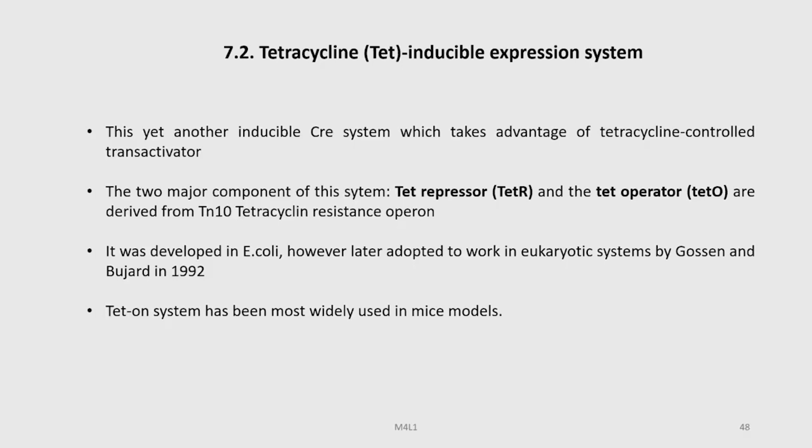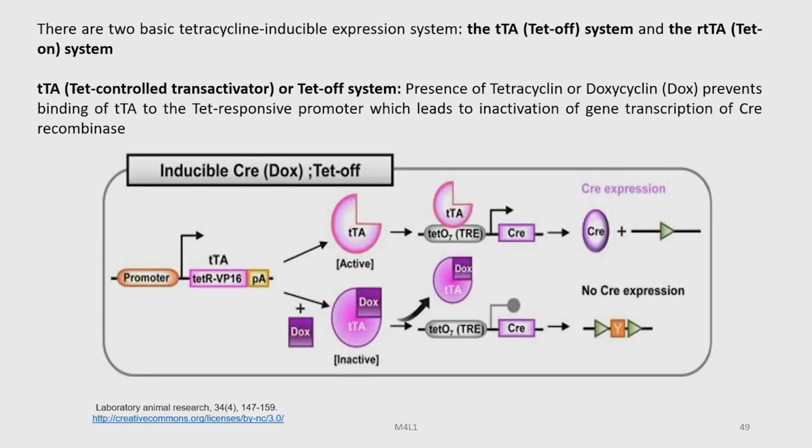This was developed originally in E. coli. However, it has been adopted to work in eukaryotic systems by Gossen and Bujard in 1992. TET systems have been most widely used in the mice model. So, we now understand there are two basic tetracycline inducible expression systems, the tTA or TET-off system and the rtTA or TET-on system. Let us discuss the tTA system first, which is the tetracycline controlled transactivator or TET-off system.